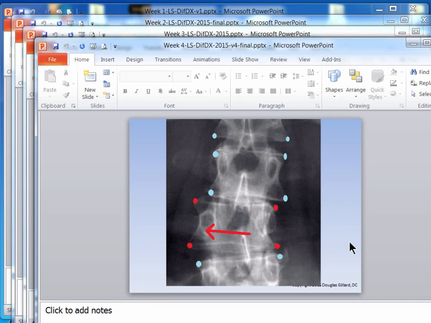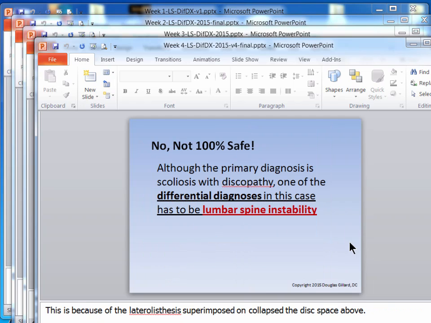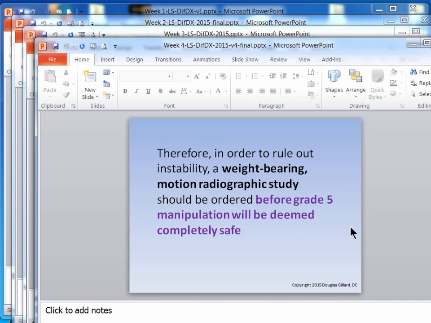Psoas line. Oh, looks like somebody's doing some vacuuming. Sorry about that. Remember, it's not safe, right, until you get those lateral bending studies.